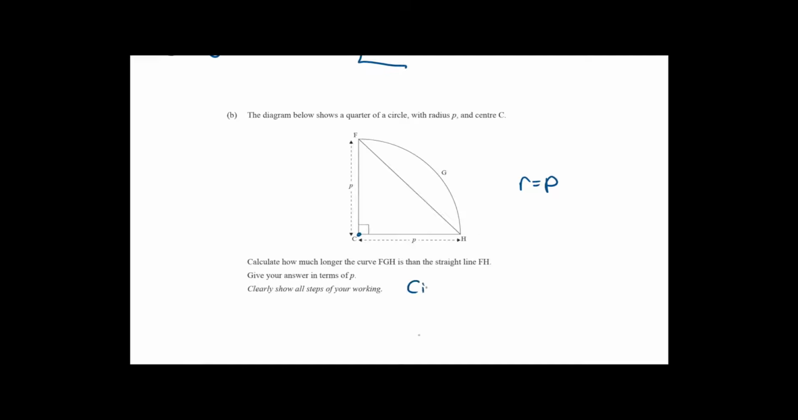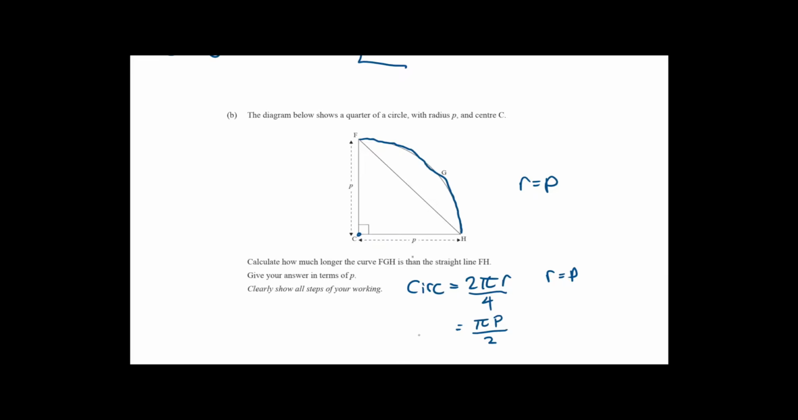We know that the circumference of a circle is 2 pi r, and we know that this is a quarter of a circle. So we divide that by 4, and we know that r equals p. I just put that up there. So the length of this line here, this arc around here, is going to be equal to pi p over 2. So that's that one.